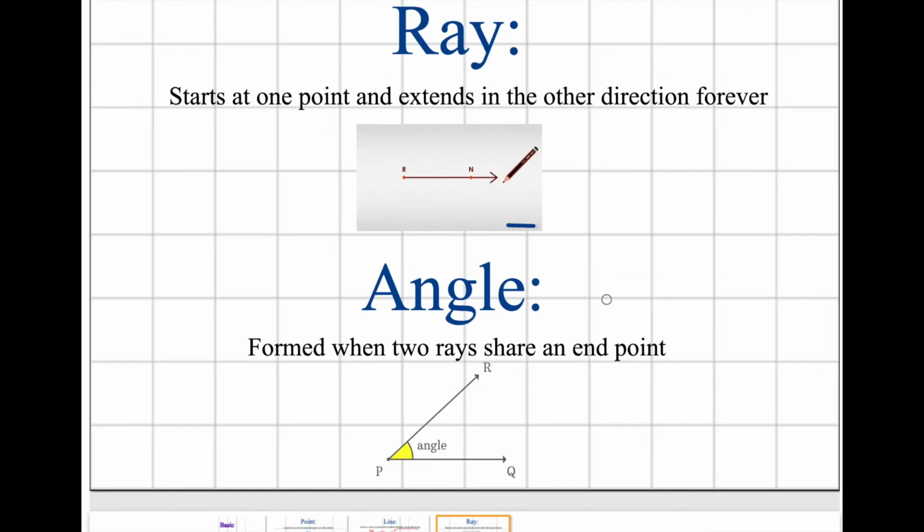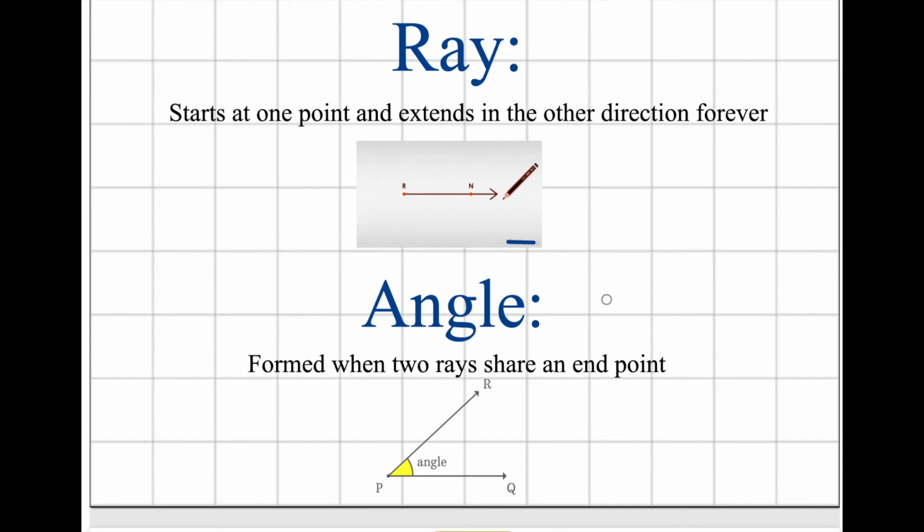Next, we have a ray. And a ray is something that starts at one point and extends in the other direction forever. For example, here, we can see that it starts at point R, and then from this side, it goes on infinitely. So if we wanted to name this, we would put the two labeled points. And it's important to realize that R is first and then N, as R is the starting point. And there you go. So that would be ray RN.